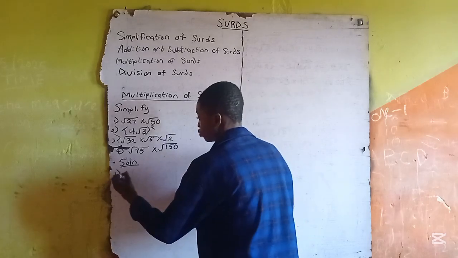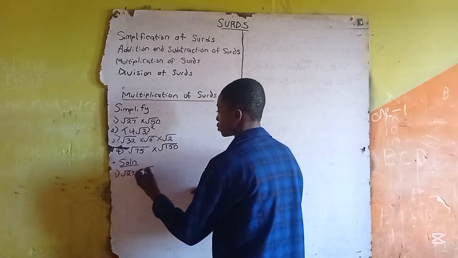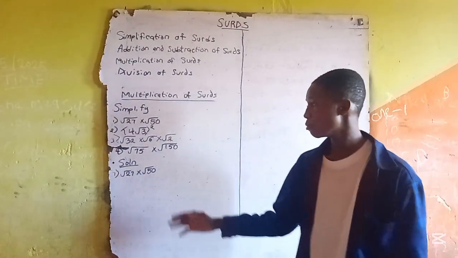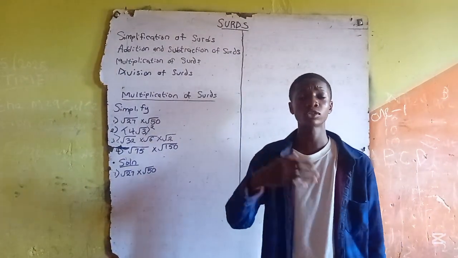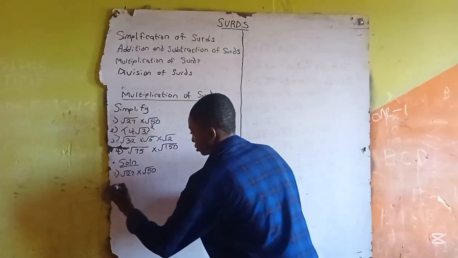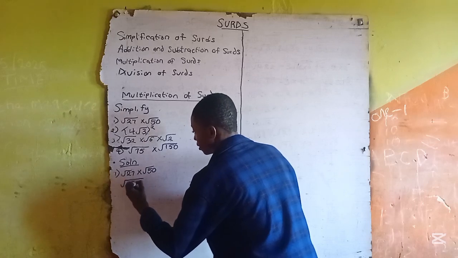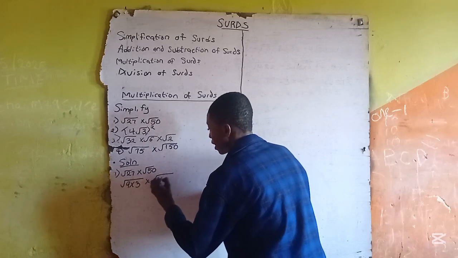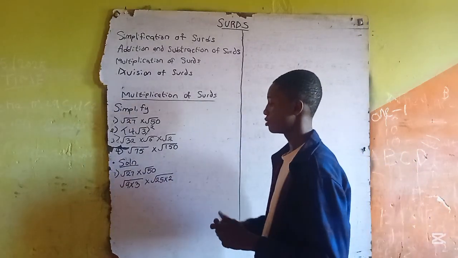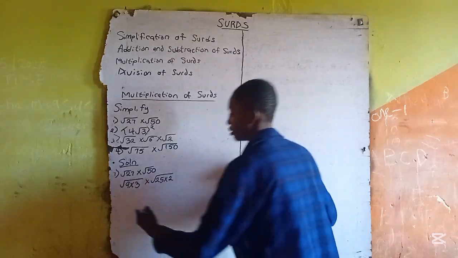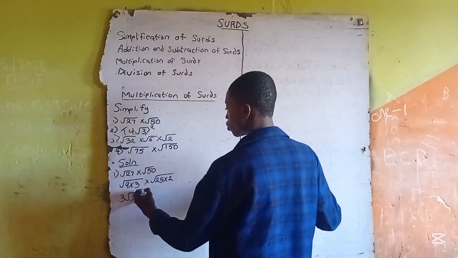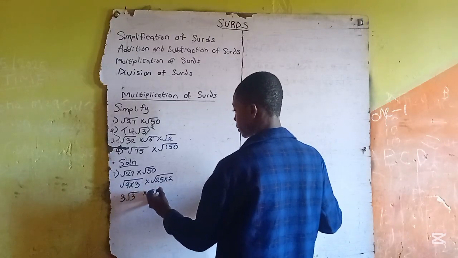Our number one question is root 27 multiplied by root 50. Normally, we are going to look for one number that we can square root and the other one that we cannot square root. For 27 that is 9 times 3, multiplied by, for 50, 25 times 2. So now we can square root 9. The square root of 9 is 3, remaining root 3, multiplied by the square root of 25, which is 5, remaining root 2.